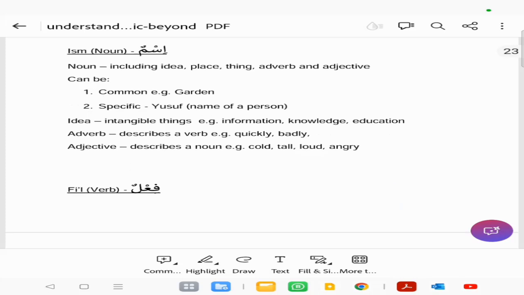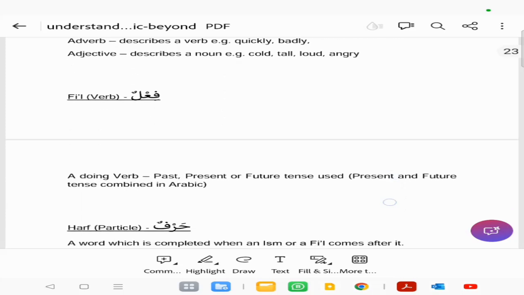An idea is intangible things, so such as things that you can't touch, so information, knowledge, education, stuff like that. Adverb describes a verb, such as quickly and badly. An adjective describes a noun, such as cold, tall and angry.